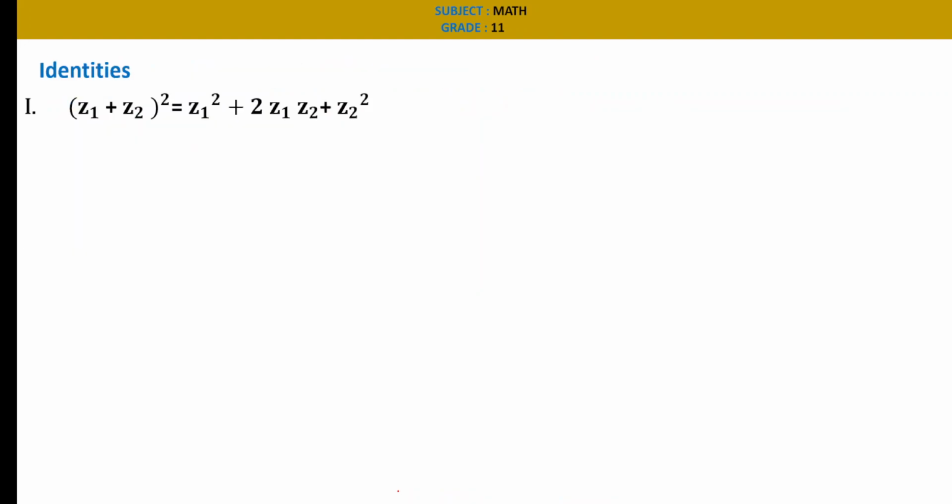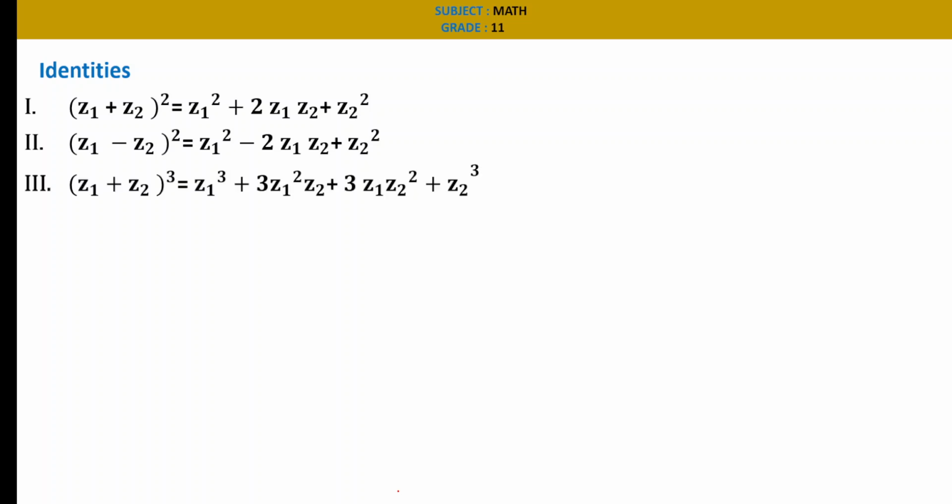Next, identities. Z1 plus Z2 whole square is equal to Z1 square plus 2 Z1 Z2 plus Z2 square. This is in the form of a plus b whole square. Similarly, we can apply the same to complex numbers also, where Z1 and Z2 are two complex numbers. Z1 plus Z2 whole square is equal to Z1 square plus 2 Z1 Z2 plus Z2 square. Similarly, Z1 minus Z2 whole square is in the form of a minus b whole square. So, Z1 square minus 2 Z1 Z2 plus Z2 square.